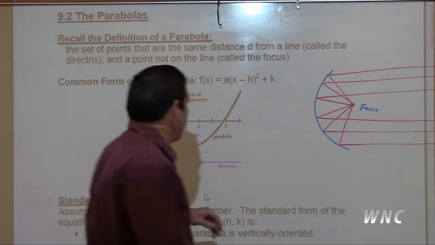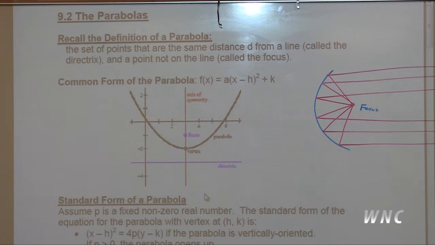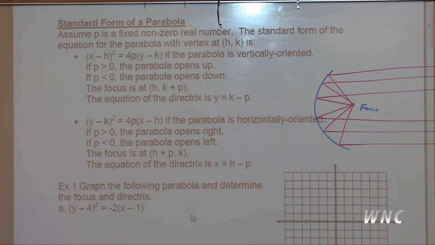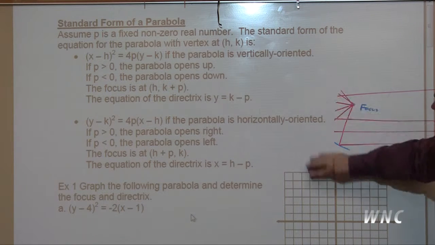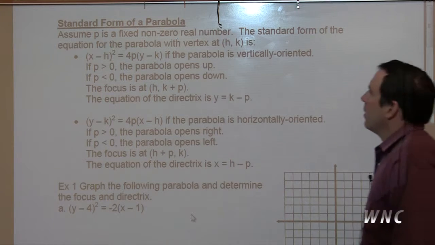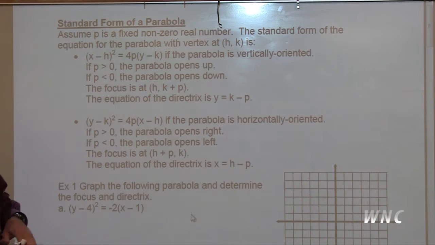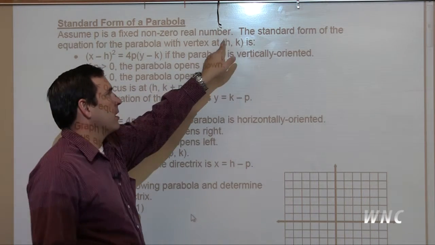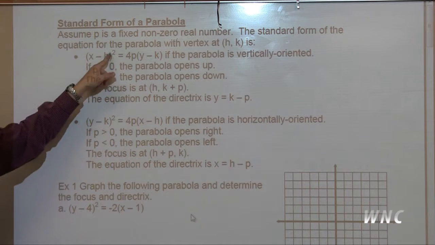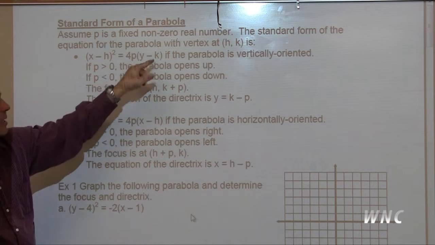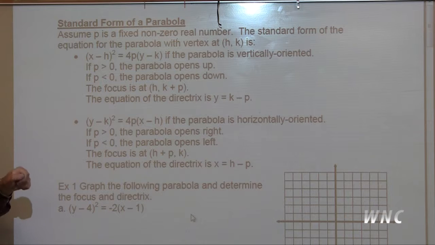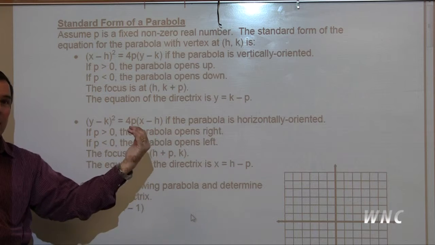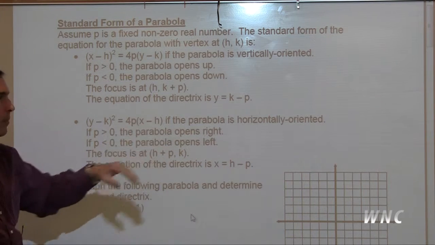Okay, standard form of the parabola. Assume p is a fixed non-zero real number. The standard form of the equation of the parabola with a vertex at (h, k), here's your vertex, is (x minus h) squared equals 4p times (y minus k) if the parabola is vertically oriented, opening up or opening down. Now remember, if it opens sideways, it's not a function. So to be a function, it has to open up or down.